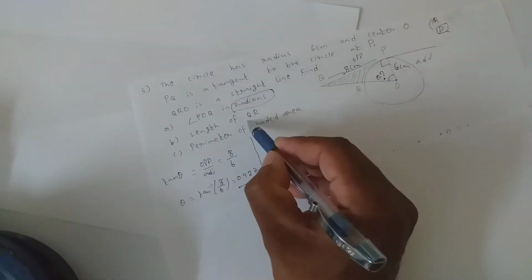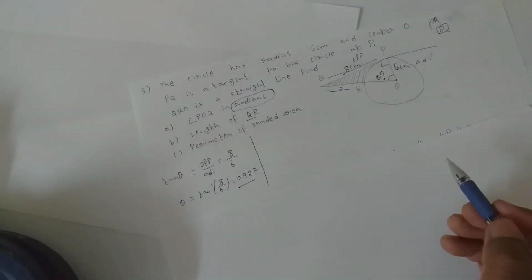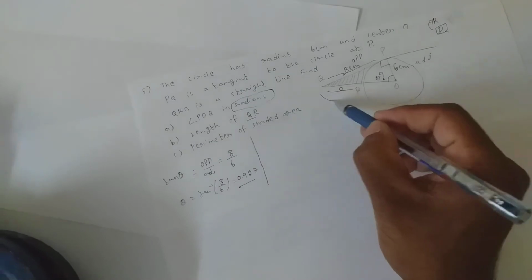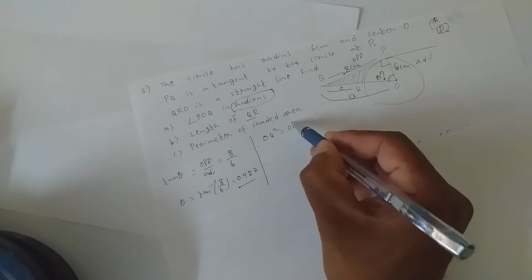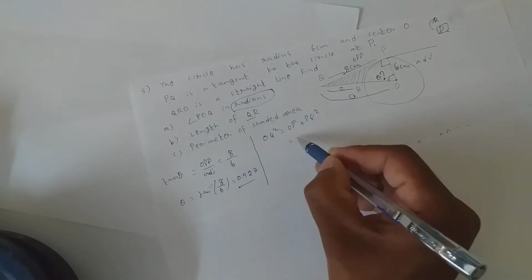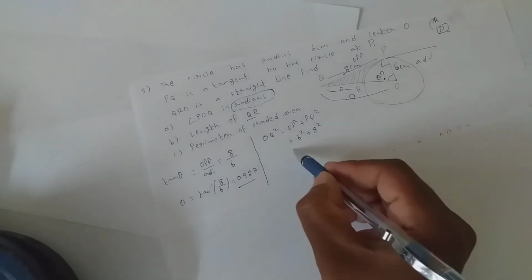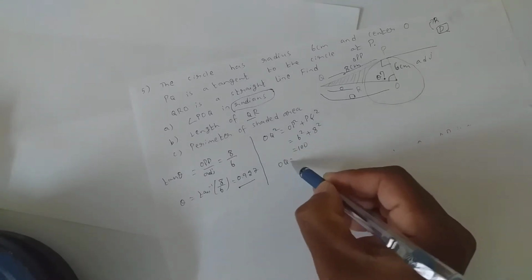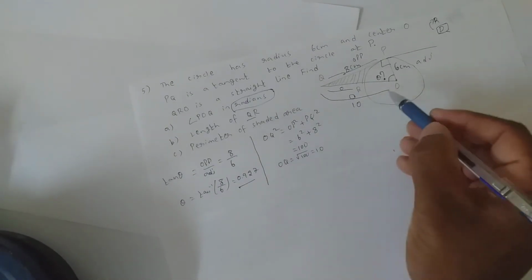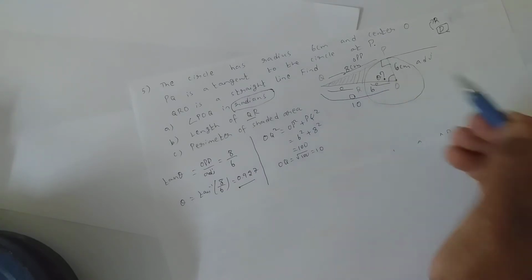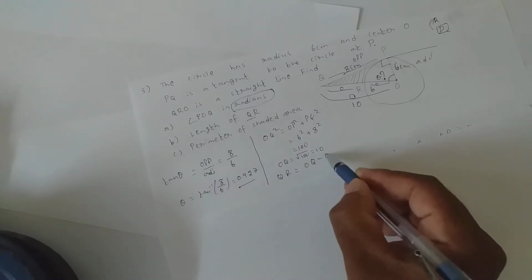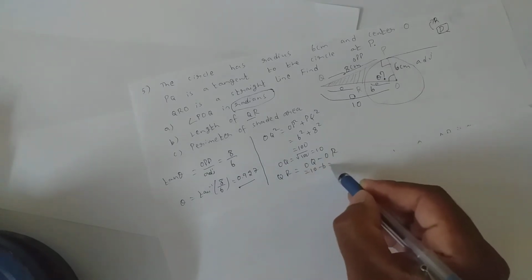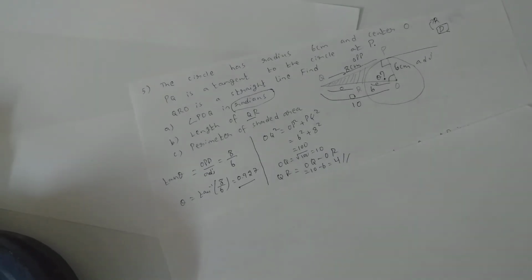Next, the length of QR from here to here. I can see it's a right angle triangle and I can apply Pythagoras. My OQ squared will be equal to OP squared plus PQ squared, which is nothing but 6 squared plus 8 squared, which is 100. So OQ equals the square root of 100, which is 10. So the entire thing is 10. I know from here to here it will be the radius, which is 6. So my QR will be OQ minus OR, which is 10 minus 6 equals 4. My second bit, B1, is done.